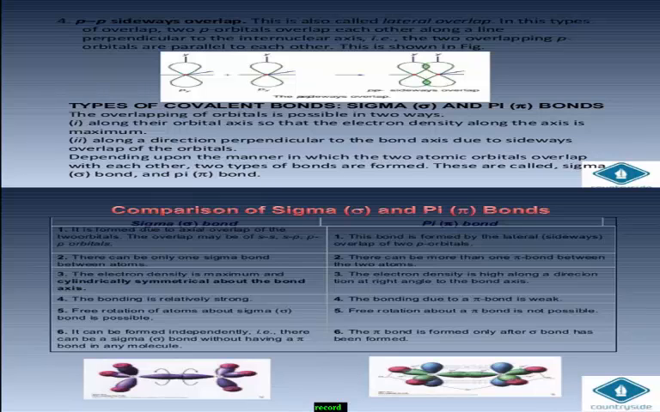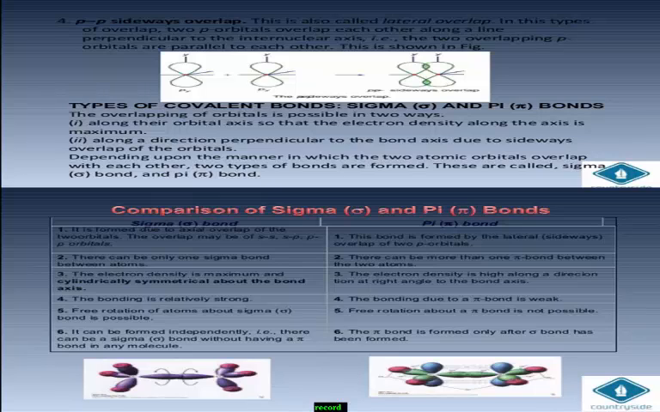Next, types of covalent bonds. I think we know how the sigma bond is formed and how the pi bond is formed. A sigma bond is the bond formed due to axial overlapping, and a pi bond is the bond formed due to sideways overlapping. When you observe the differences between the sigma and pi bond, some points are already given here. Sigma bond is formed due to axial overlapping, and pi bond is formed due to sideways overlapping. There can be only one sigma bond between the atoms.